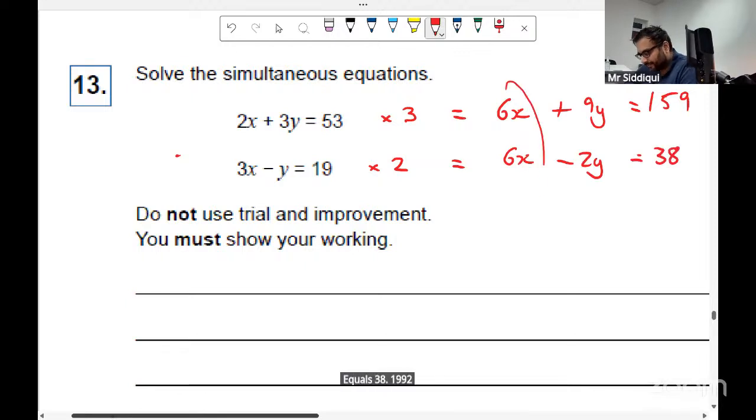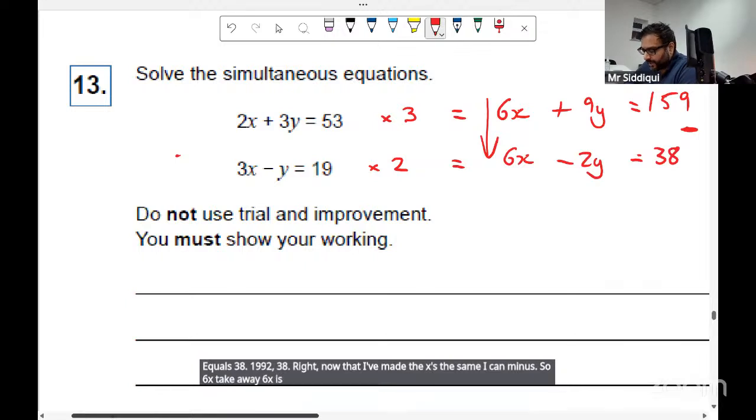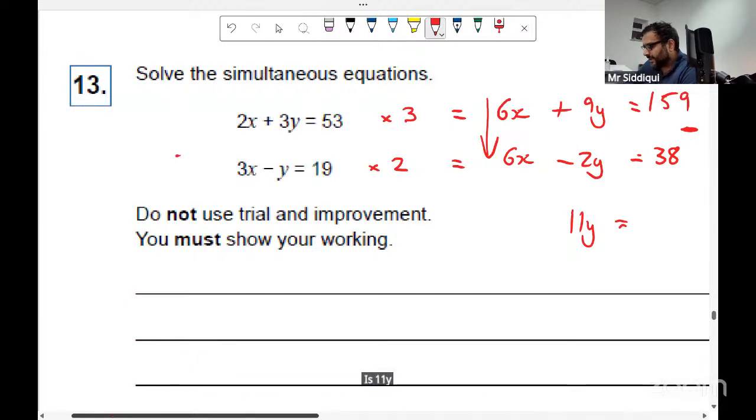Right, now that I've made the x's the same, I can minus. So 6x take away 6x is nothing. 9y take away minus 2y, again, be careful, is 11y. And 159 take away 38 is 121. And if you know your times tables, you know that y is 11, because 11 times 11 is 121.